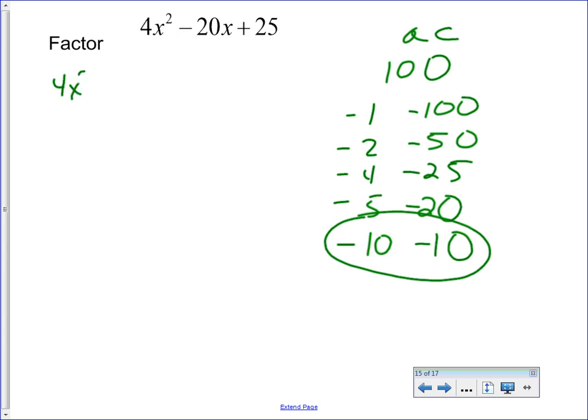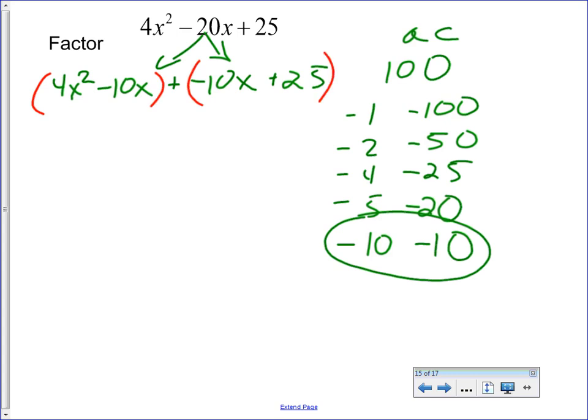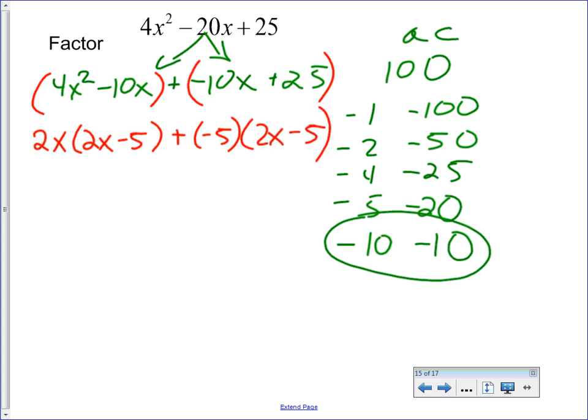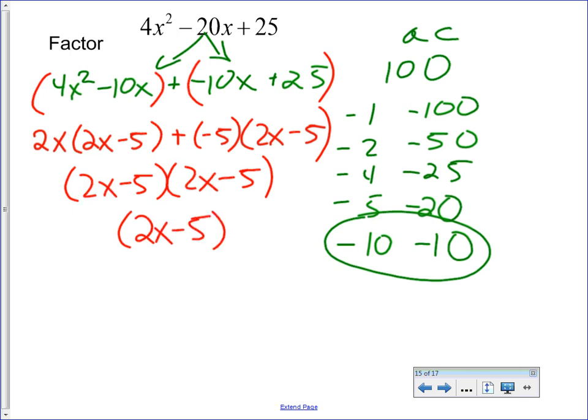So 4x squared minus 10x plus, I always like to write the plus, negative 10x plus 25. So we split negative 20x this way. And out of the first term, we'll factor out a 2x, and that leaves me 2x minus 5. And out of the second one, I'll factor out a negative 5, and that leaves me 2x minus 5. Because when I factor out a negative, the signs change, and I'll end up with 2x minus 5 times 2x minus 5, or 2x minus 5 squared.